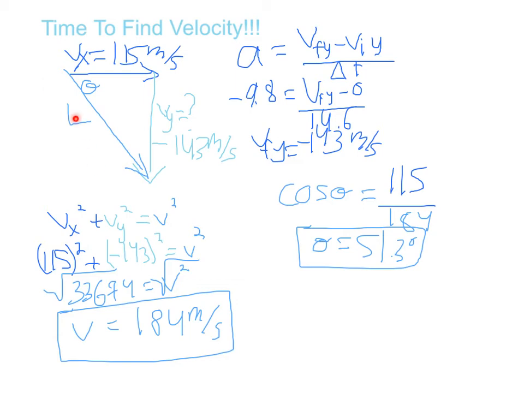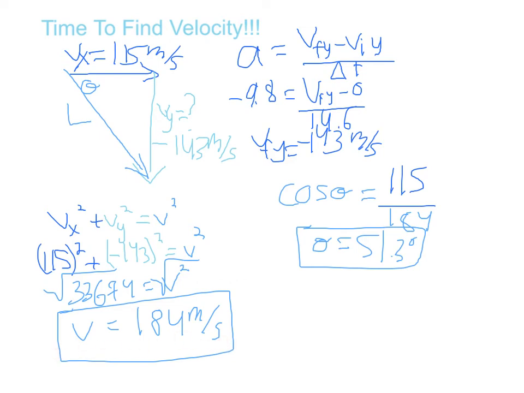Now that we have both of those components figured out, we can use the Pythagorean theorem to solve for the resultant velocity. So over here we have vx squared plus vy squared equals the resultant velocity squared. Plugging in the numbers we found, 115 squared plus negative 143 squared equals resultant velocity squared. When you do that math out, it turns out to be 33,674 equals v squared. Square rooting both sides, you get velocity is 184 meters per second.